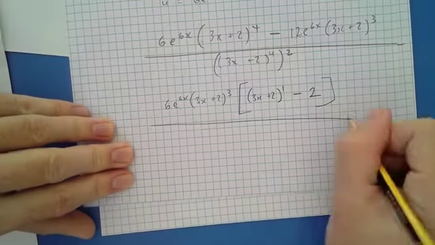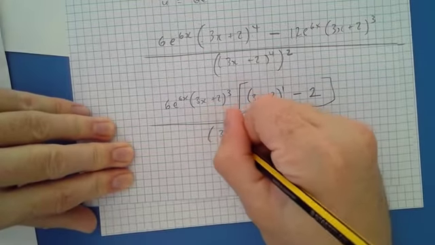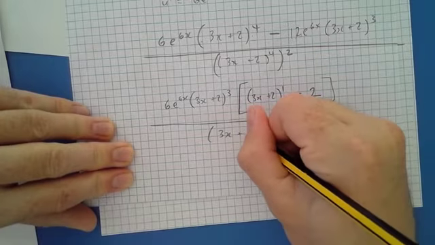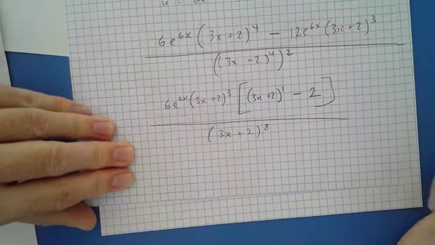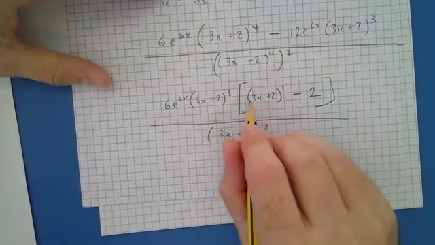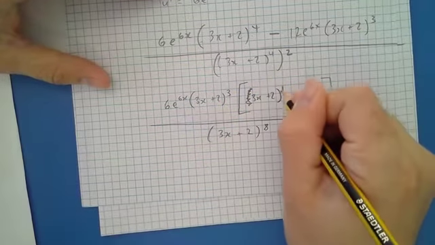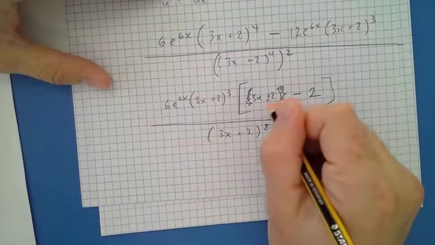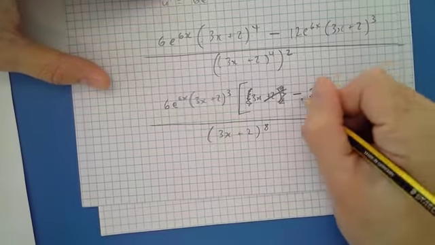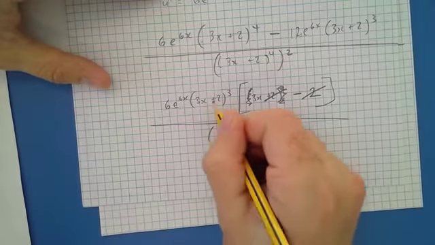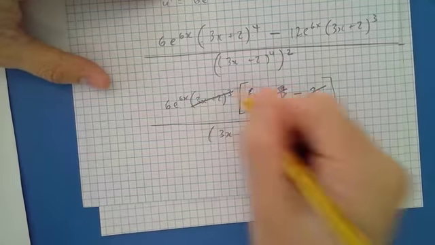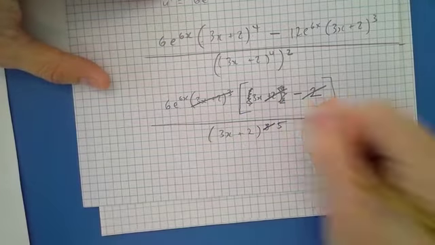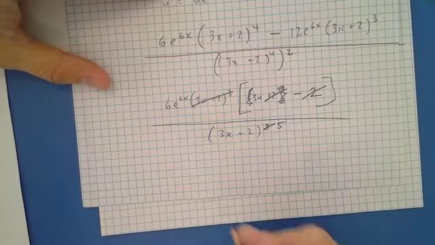Okay? And then on the bottom here, I've got (3x plus 2) to the power of 8. Now from there, to the power of 1 means I don't really need those brackets. So I've got 3x plus 2 minus 2. They cancel. I've got 3x plus 2 on the top and on the bottom. That's the power of 3. So I can take that off that power there, becomes 5.